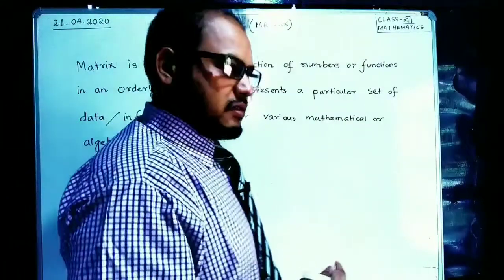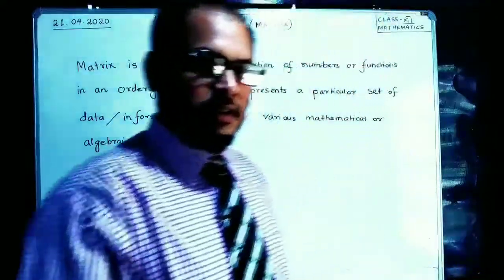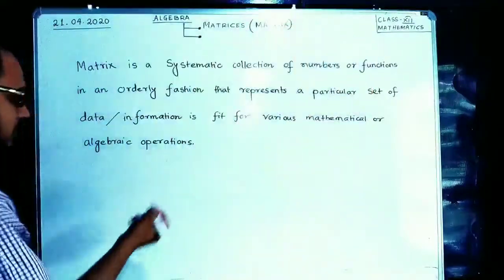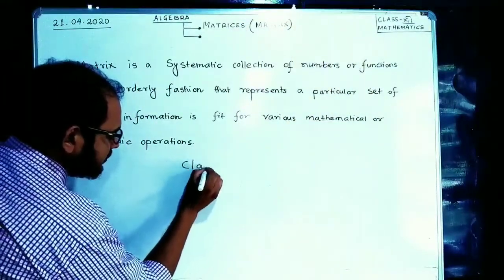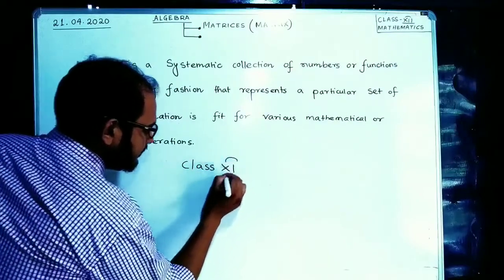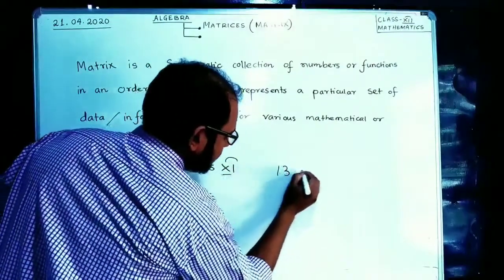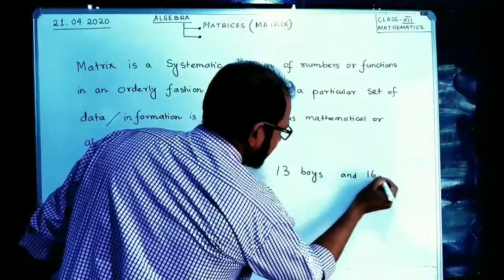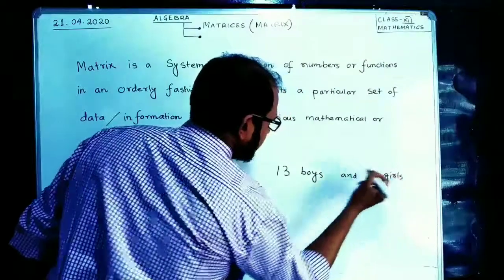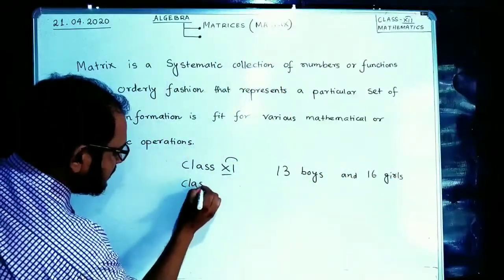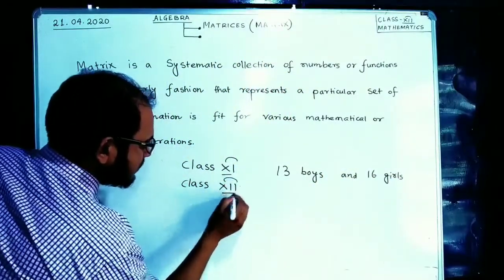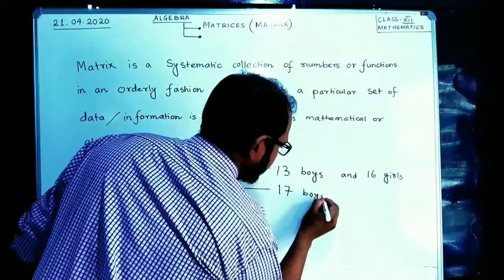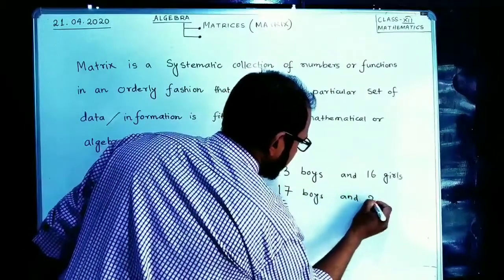Now let us see how data can be represented in matrix form. Let me first give an example of data. For example, let's say in your college, in class 11, we have 13 boys and 16 girls, and in class 12 you have 17 boys and 20 girls.